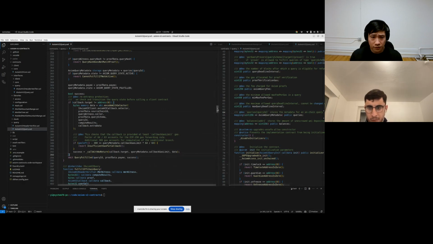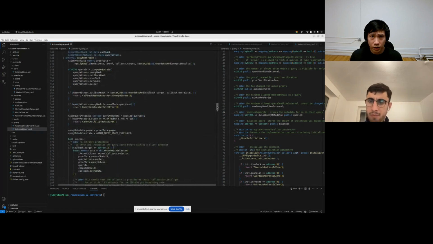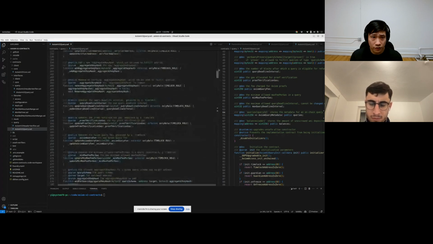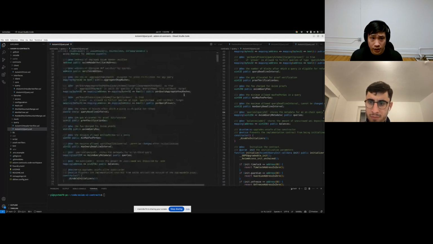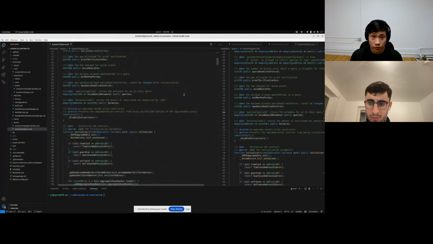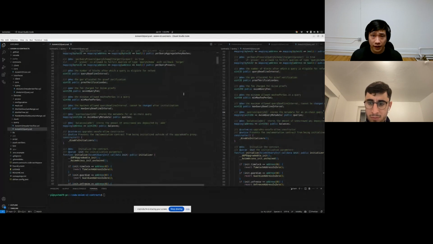So that's the full flow for an Axiom v2 query. First, we start from a user sending an on-chain query. Then we generate a proof, validate it on-chain, and fulfill and send a callback.